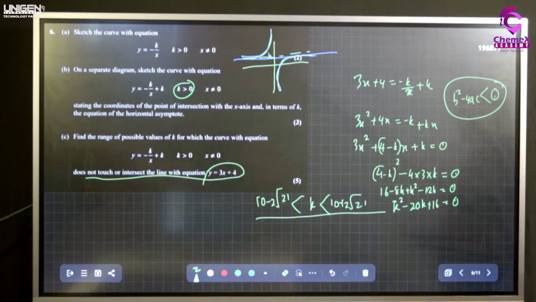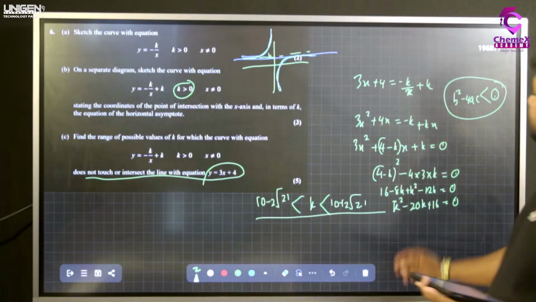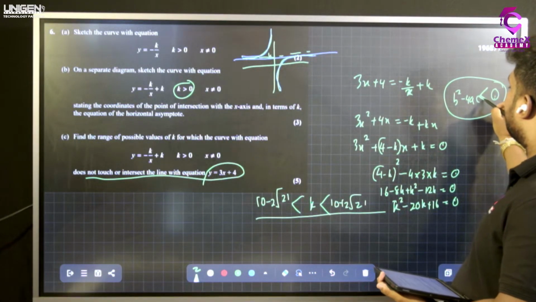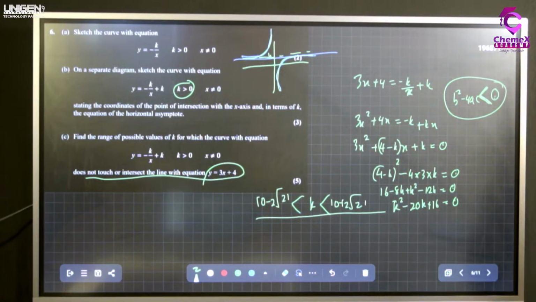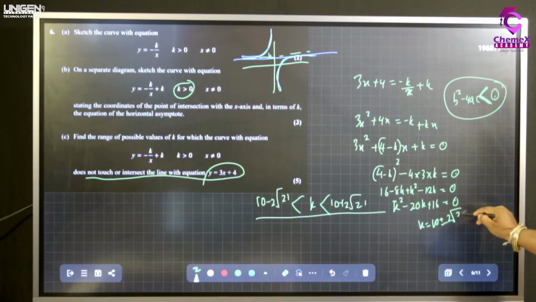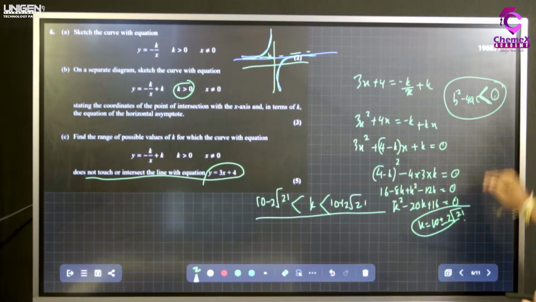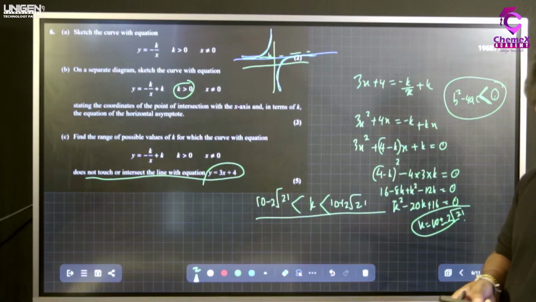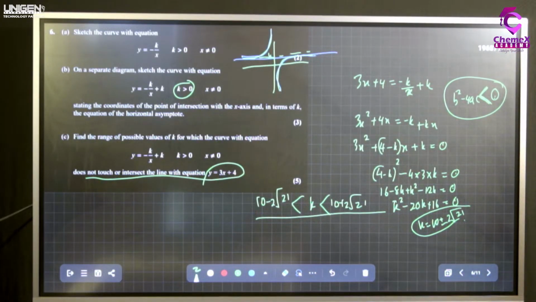Why do you put this inequality sign? Because you know that it's less than 0. So you substitute those two k values. One is 10 plus 2 root 21 and the other is 10 minus 2 root 21. But you can't keep it like this, you have to write it in inequality form. Any questions with that? Come on.